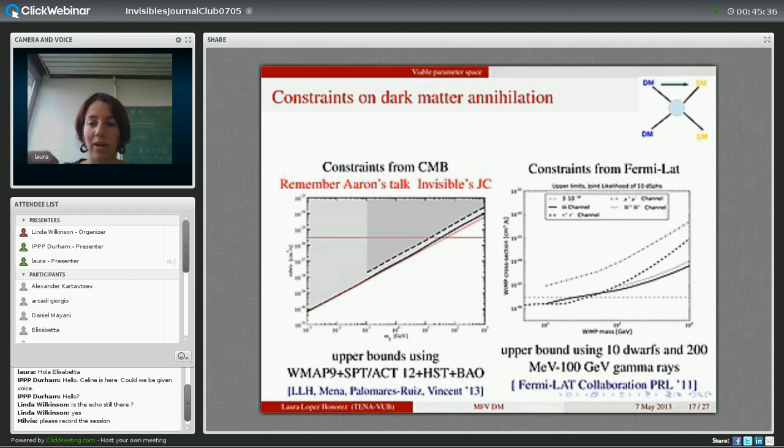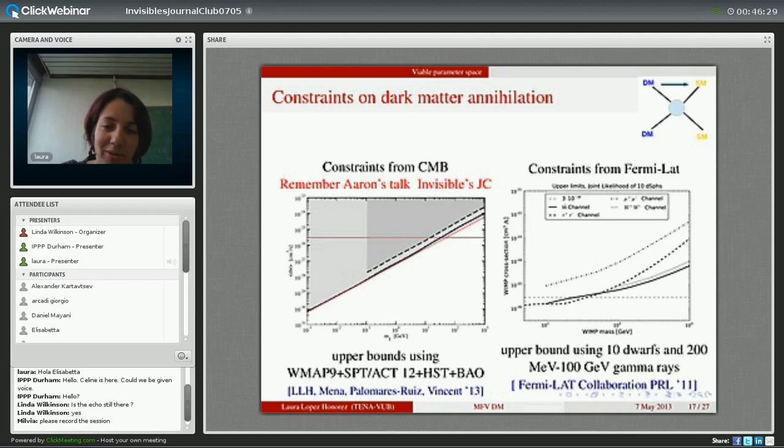For the left hand side plot, you have again the annihilation cross section on the y axis as a function of dark matter mass on the x axis. The brown line is again the typical WIMP annihilation cross section of 3×10⁻²⁶ centimeter cubed per second. And the gray region is the region that is excluded by CMB observation, and the combination of observations WMAP plus ACT, HST plus BAO. Depending on the annihilation channels, you are going to exclude dark matter candidates which have properties between the continuous black line and the dotted black line.